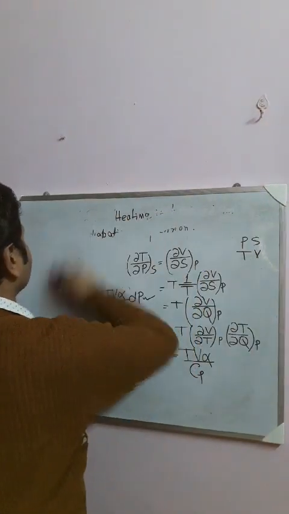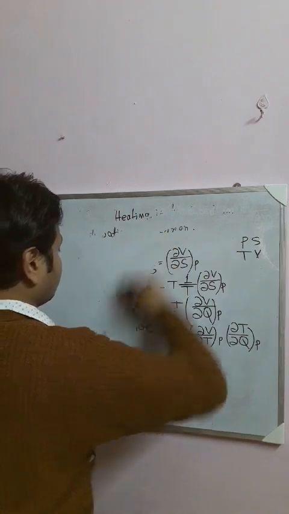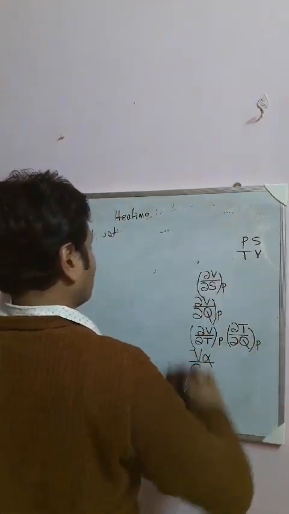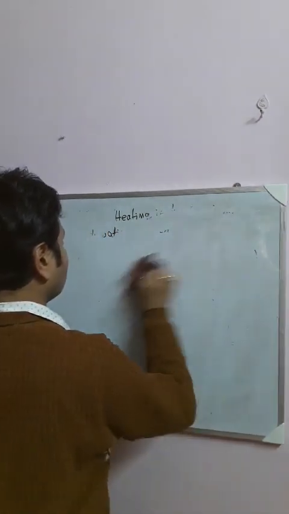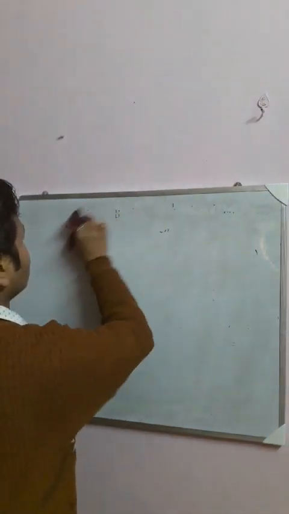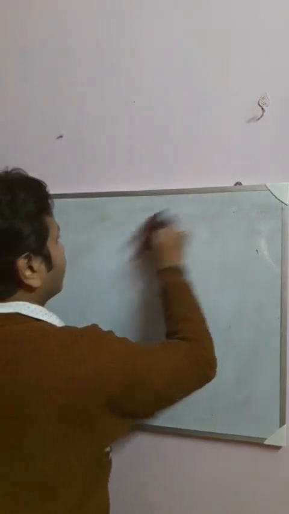Now let us move to the third problem, that is cooling is produced in adiabatic expansion. Okay, now we will do the reverse case. Cooling is produced in adiabatic expansion, and how can we prove it?